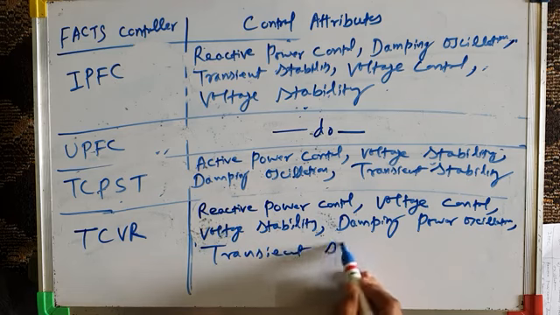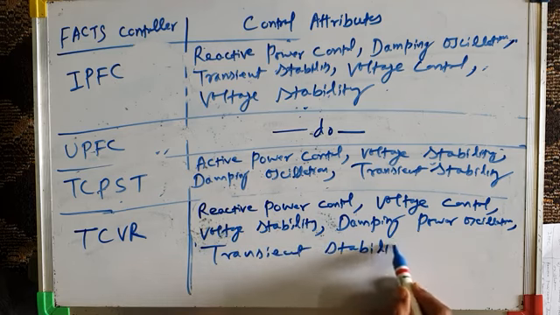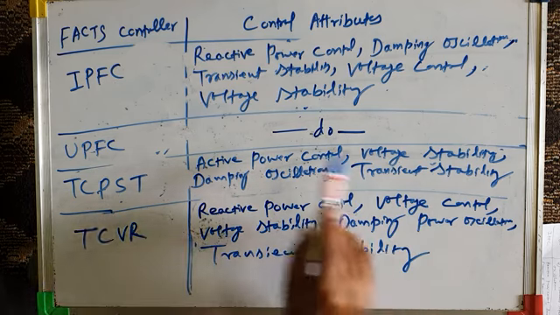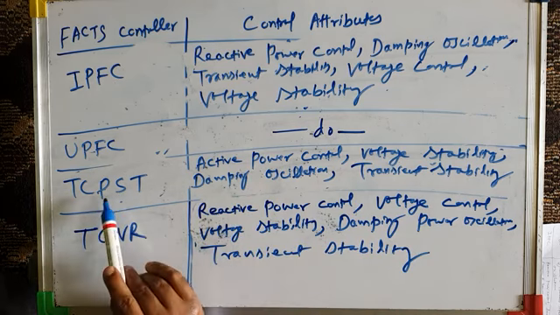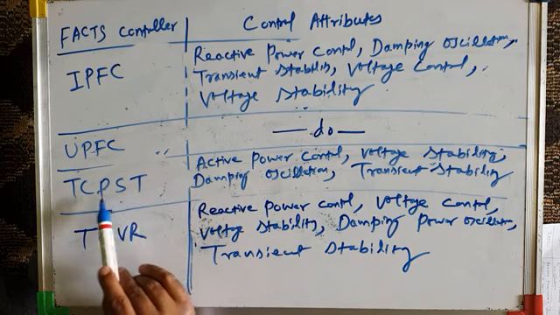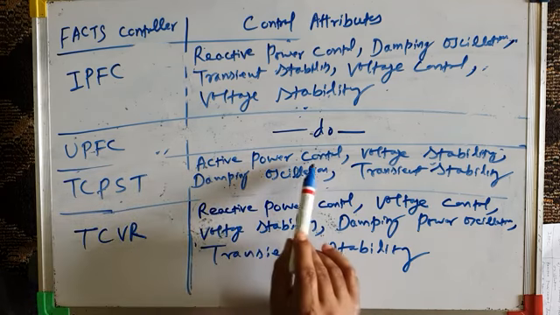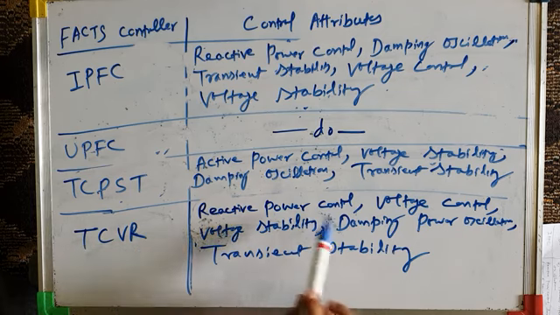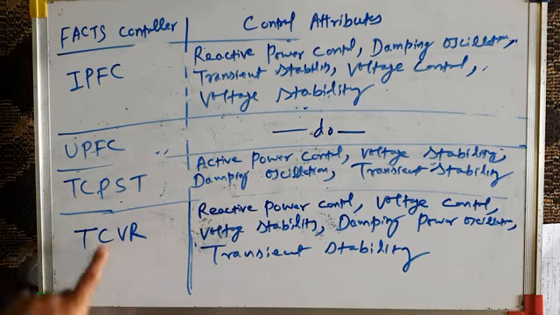So these are the control attributes of TCVR. TCPST and TCVR have almost the same control attributes, except that thyristor controlled phase shifting transformer, TCPST, controls active power, whereas thyristor controlled voltage regulator, TCVR, controls reactive power. Okay, so that is about different types of series, shunt, combined series-series and combined series-shunt, and phase shifting and voltage regulator type of these FACTS controllers and their control attributes.